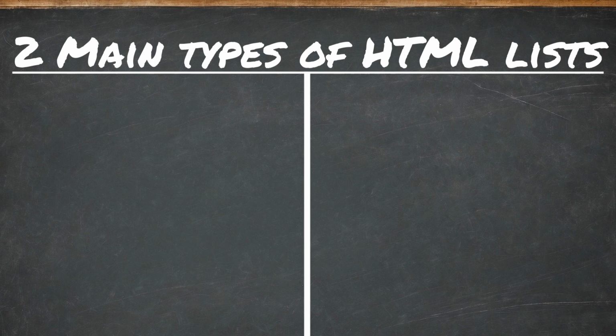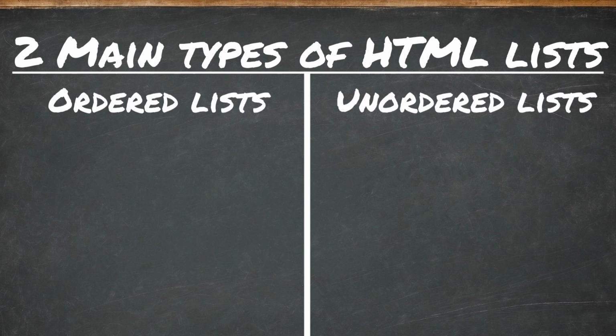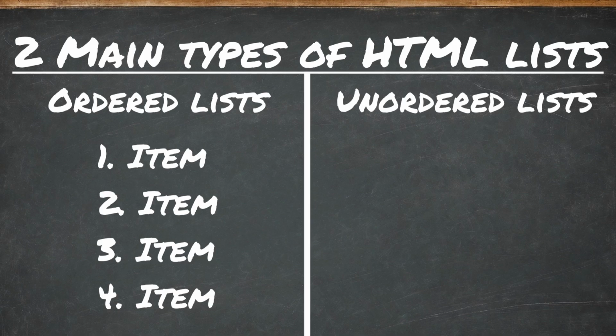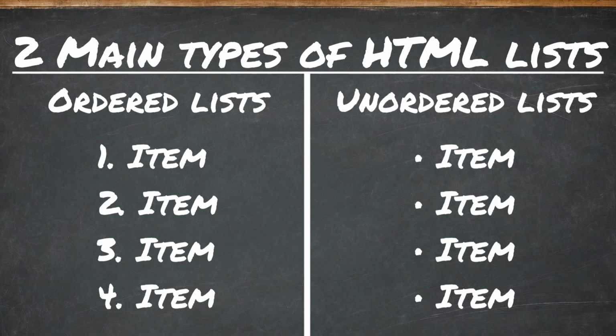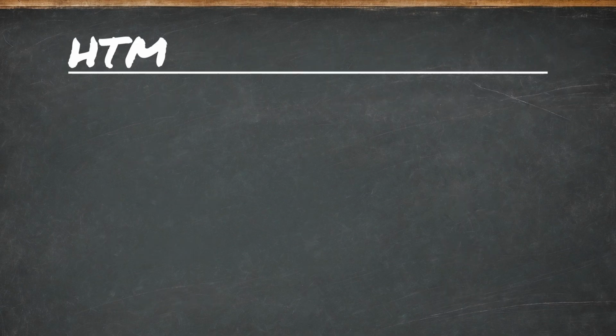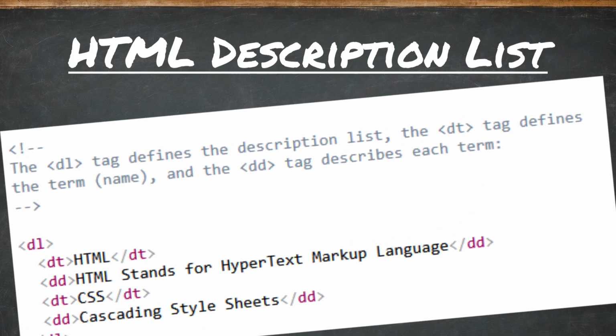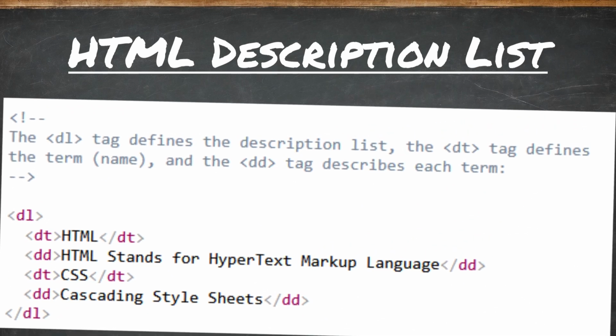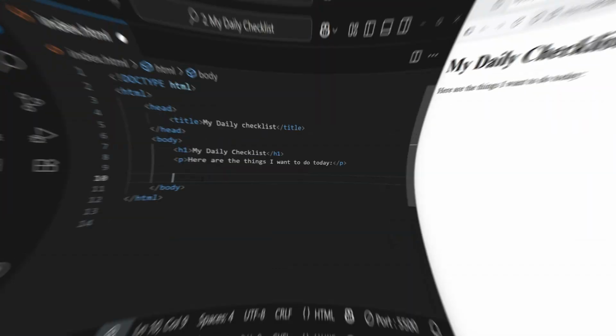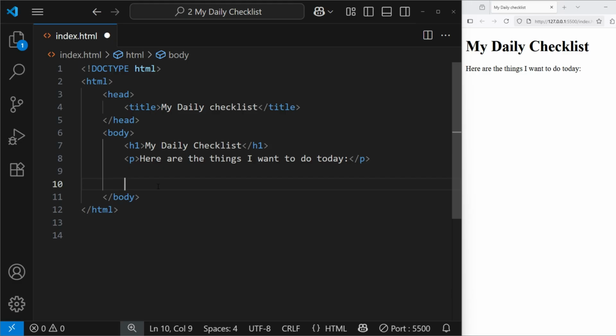There are two main types of lists in HTML: ordered lists and unordered lists. In ordered lists, the list items will be marked with numbers by default, and unordered lists with bullet points. As a bonus, this is called a description list, but it is not commonly used. Description list is used to define a term, almost like a definition of something. Let's get coding and see how this code looks like.